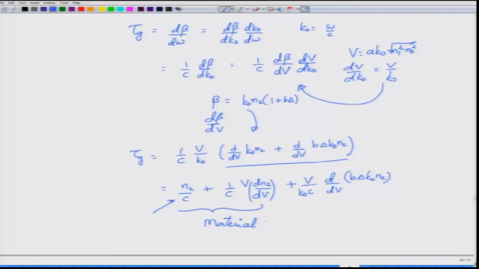So, if you want to change this dn2 by dv, or you want to shape that one, you have to actually experiment with different materials, because each material has its own material dispersion, and therefore this term is something that comes because of the material itself, and there is normally not a lot of control once the material has been selected. But the term that is there on the right hand side is what is called the modal dispersion.